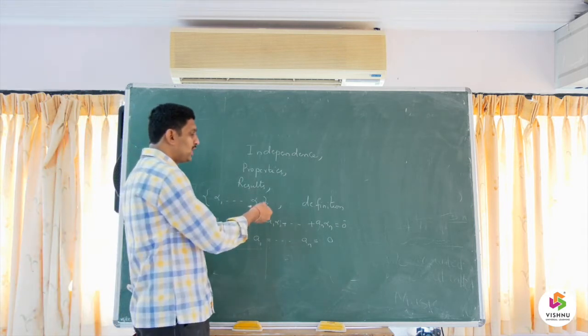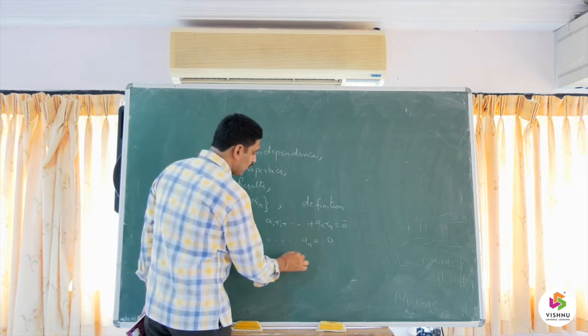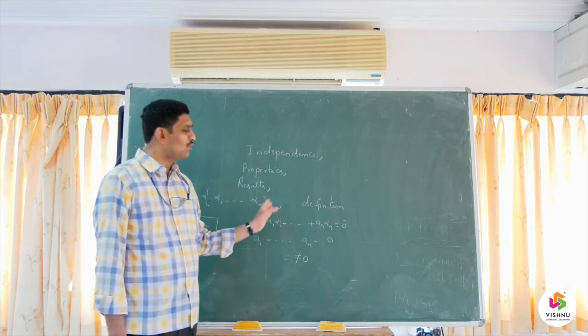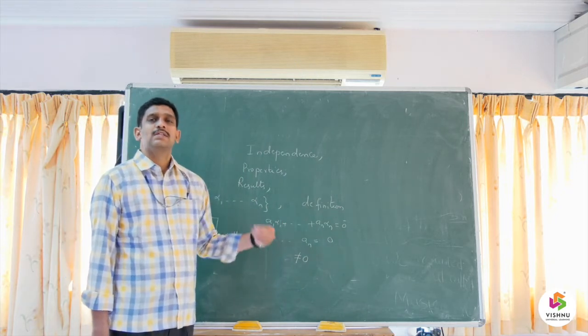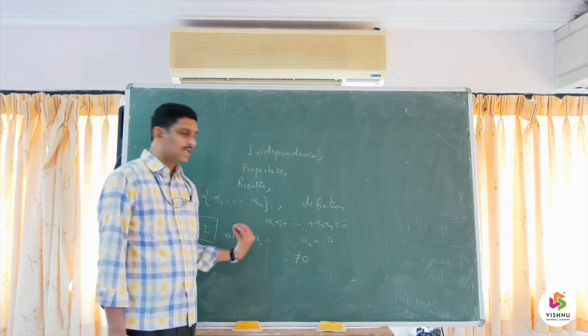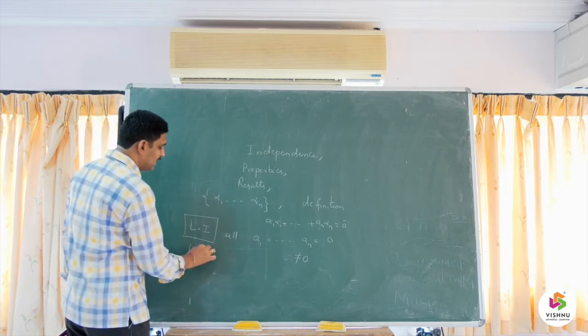If we are able to determine the values of a1, a2, so on an such that they are non-zero numbers, some values may be 0 and the majority of them are non-zero, then we say that the given set of vectors is linearly dependent.